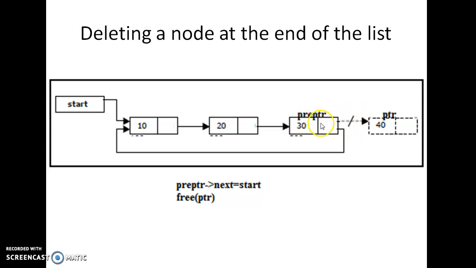The pre-pointer of the next, previously it used to point to 40, now it has to point to the 10. That's why the pre-pointer of the next will always be pointing now to the start. This link has been cut. Now I am freeing this particular PTR.